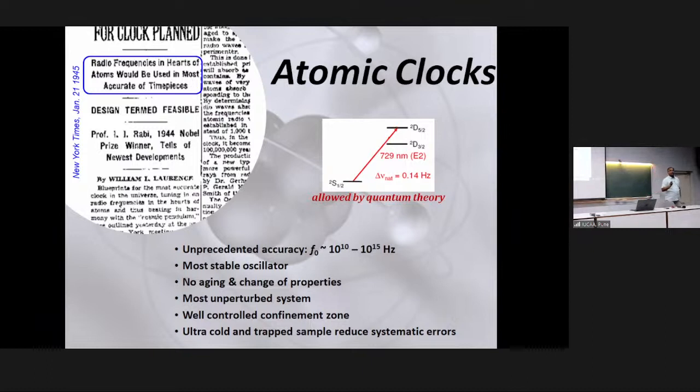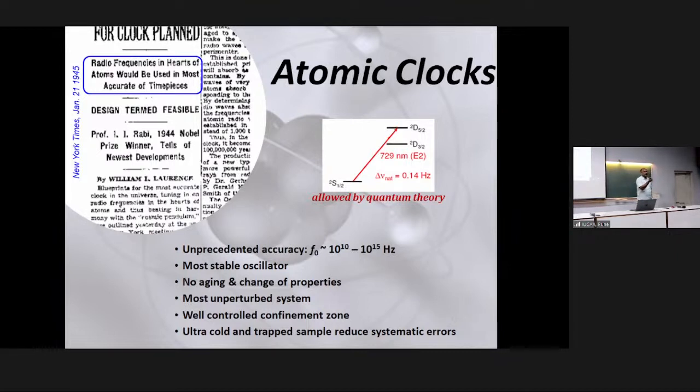What is the effect of temperature on the atom? Doppler shift. The larger the temperature, the larger the kinetic energy of the atom, and larger kinetic energy gives Doppler shift. But if you cool them very close to 0 degrees Kelvin, the atom won't have any energy left. So the Doppler shift will be very minimal.